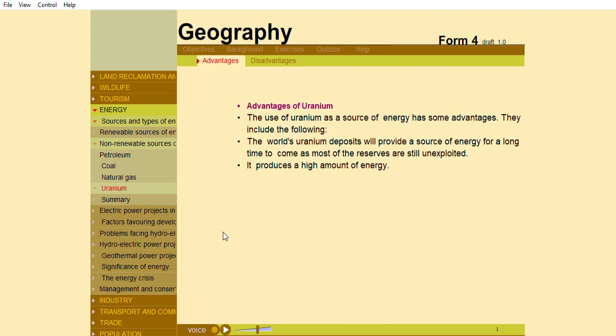The use of uranium as a source of energy has some advantages. They include the following. The world's uranium deposits will provide a source of energy for a long time to come, as most of the reserves are still unexploited. It produces a high amount of energy. It is long-lasting and can generate power for a long time.